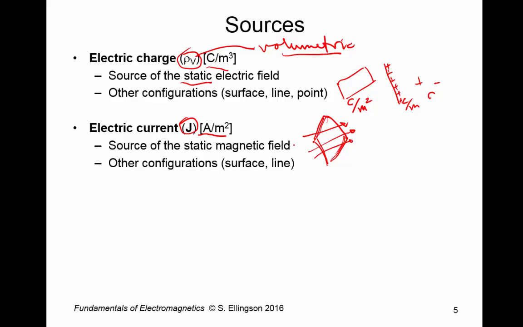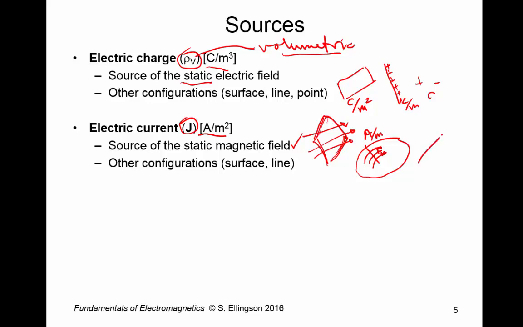The electric current is a source of the static magnetic field. So currents give rise to magnetic fields. And of course, there are other configurations. So for example, I could have a surface current. I can have some surface here, which I'll attempt to draw, and I could have currents running along that surface. Now, the way I would describe that is so many amps per meter, how many amps are flowing across some line. So this has units of amps per meter.